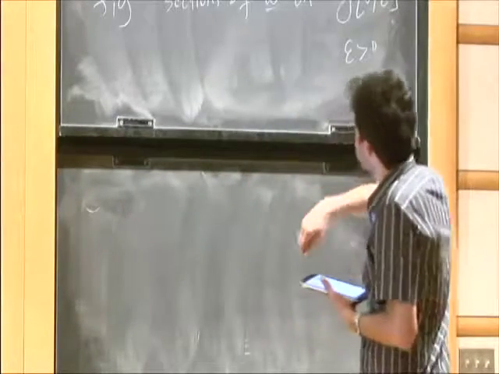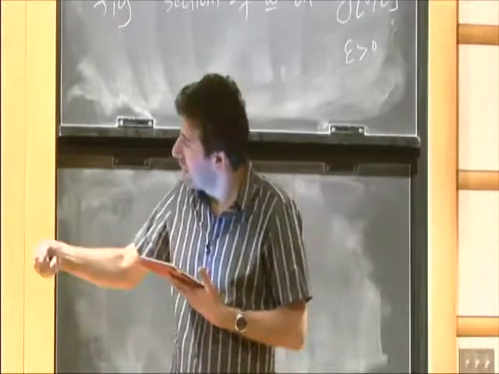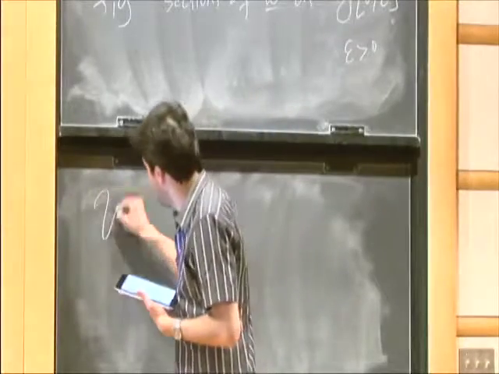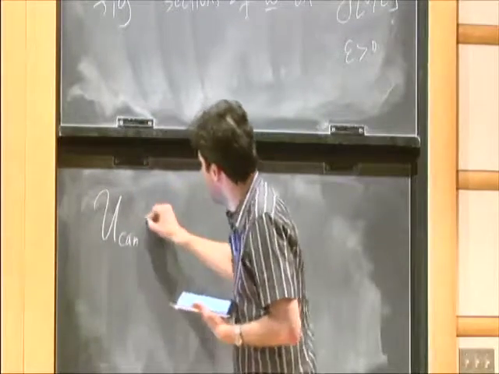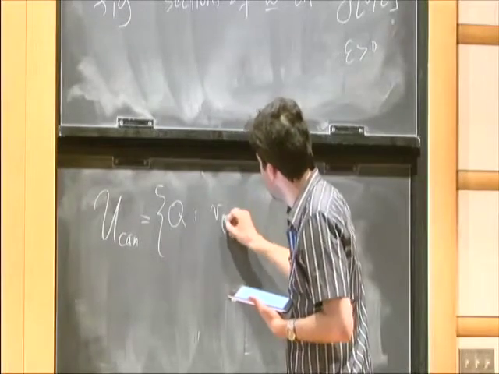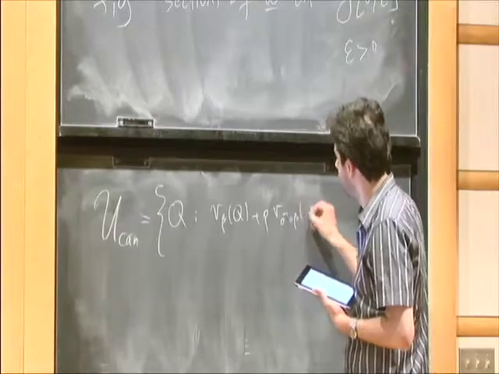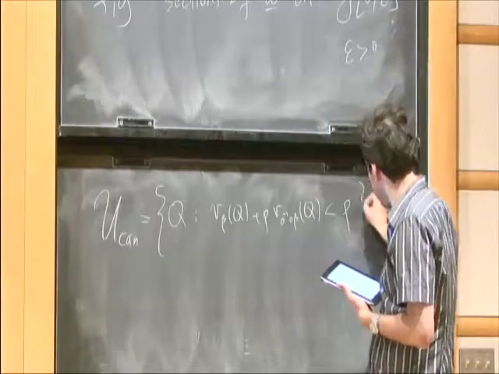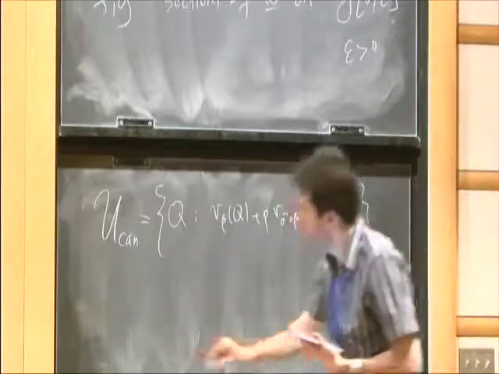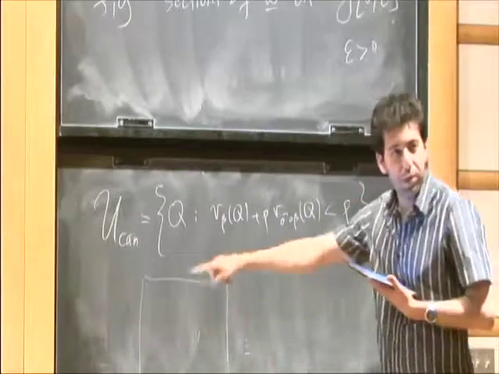So let me explain what goes wrong. The natural place that you can show that these F and G analytically continue to is actually the following open: all Q such that V_beta(Q) plus p V_sigma^{-1}_beta(Q) is less than p for all beta in B. So, for example, if g equals 2, this is going to be your space.